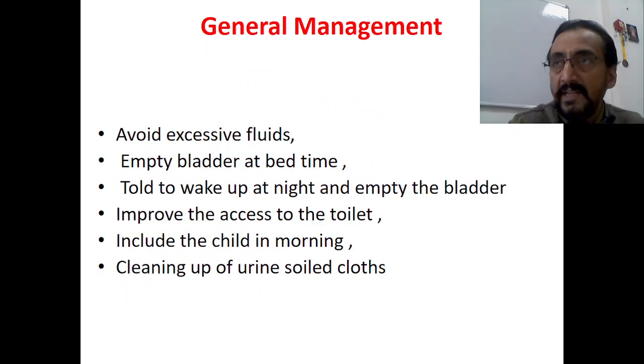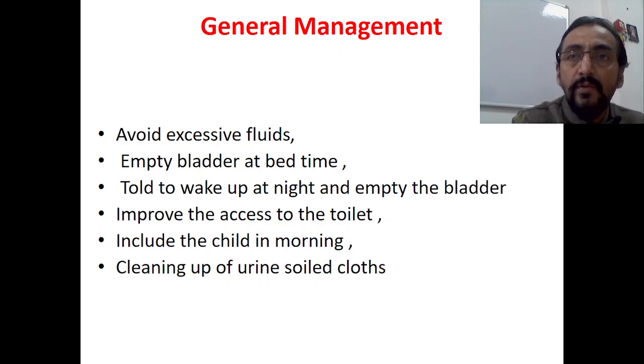Now, what are the general management methods? Avoid excessive fluids. Yes, we know that. Empty the bladder at bedtime. Then wake up at night and empty the bladder. At night, when the bladder is full, he suddenly passes urine. So in the daytime, you educate him to hold the urine for some time. Suppose when he is eager to void, ask him to hold it for 10 minutes. If you do it in excess, it will be Vegadharana. It's not like that. Ask him to hold for 10 minutes. So this helps at night hours.